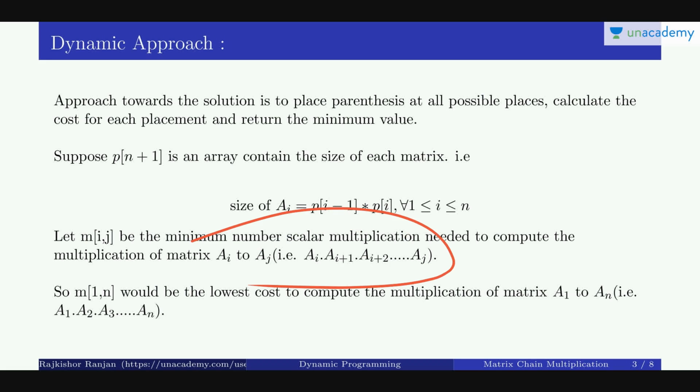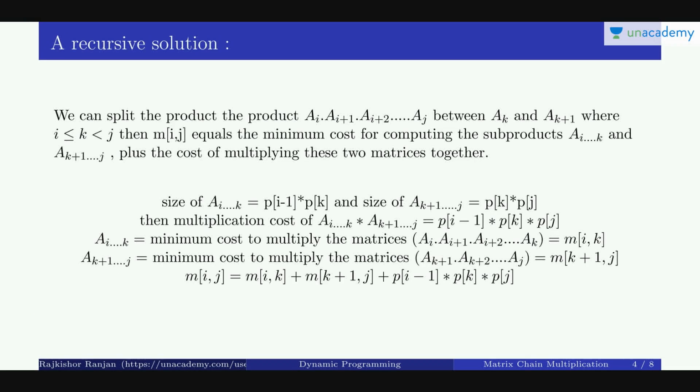So m(1,n) would be the lowest cost to compute the multiplication of matrices a1 to an. That means for the multiplication of a1 into a2 into a3 up to an. So our work is to find m(1,n). Let's have a recursive solution approach toward the product of matrices.